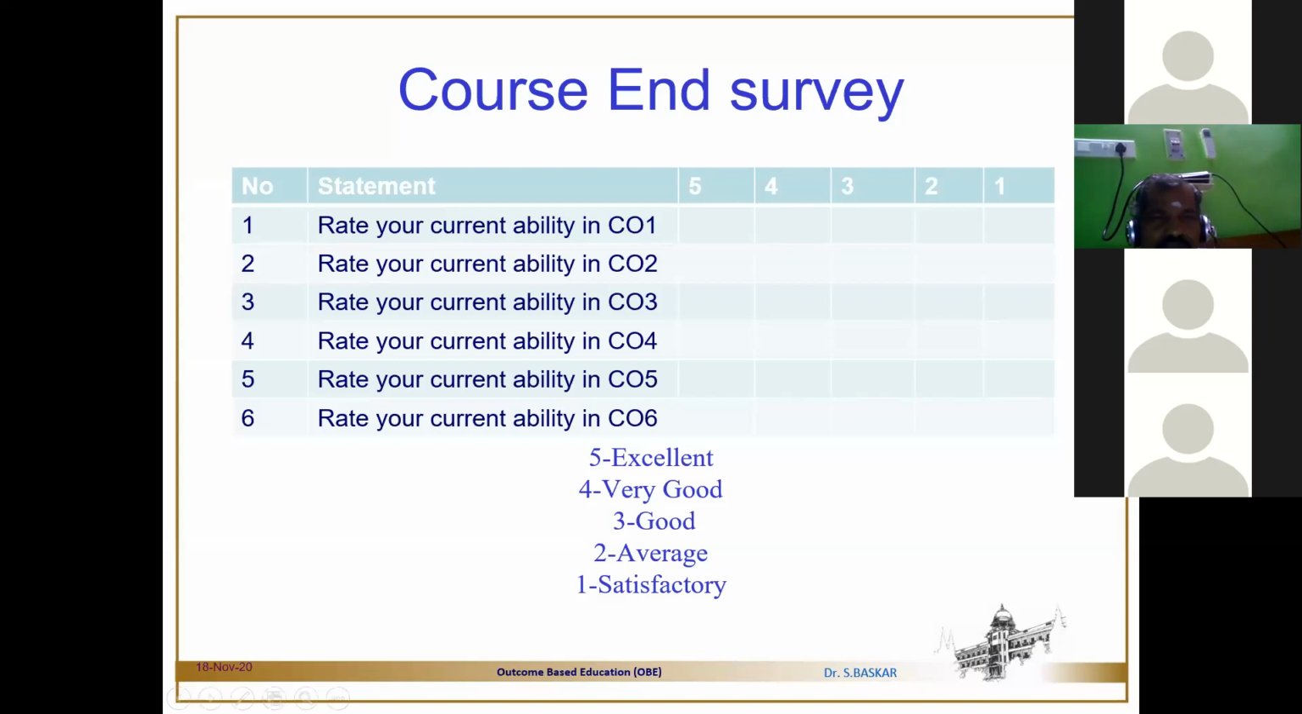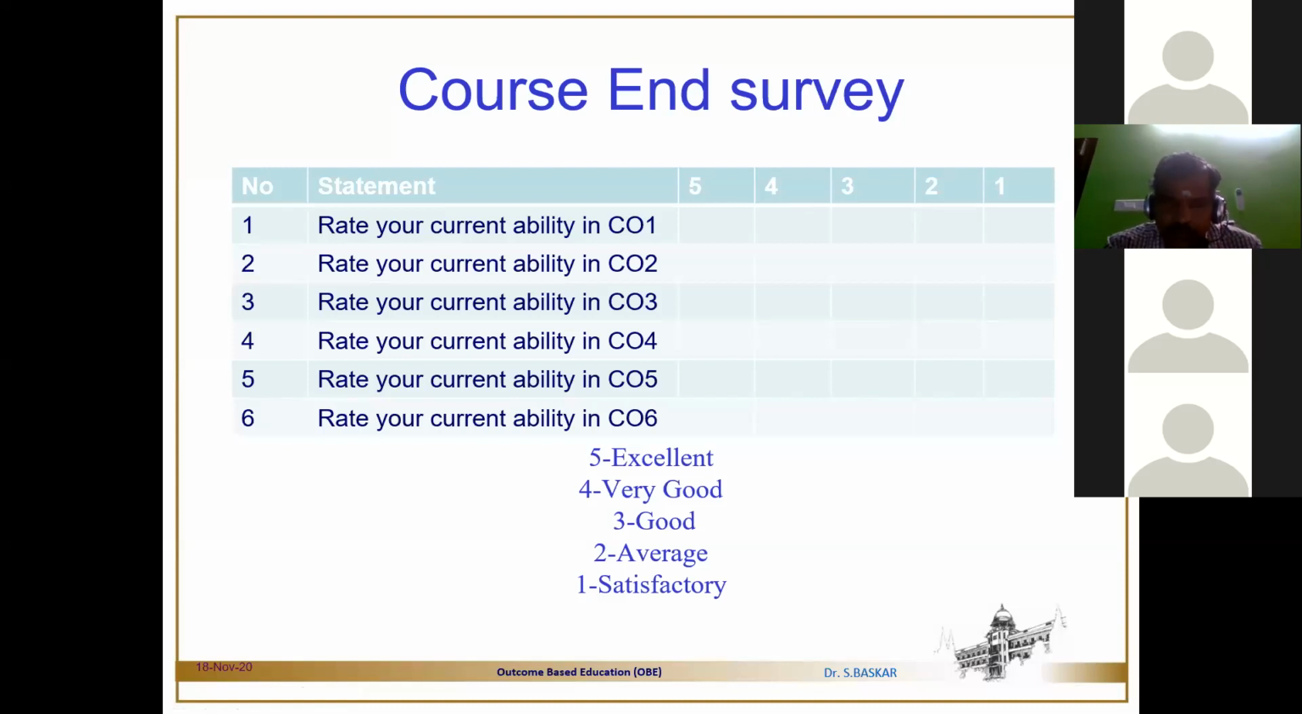Let us assume that for the first question, 5 students gave their opinion. Let us assume that in a class we have only 5 students. For the first question, rate your current ability in performing CO1. Out of 5 students, let us assume that 2 students selected 3. All of you please note it down. Out of 5 students, 2 students selected 3. The remaining 3 students selected 4.